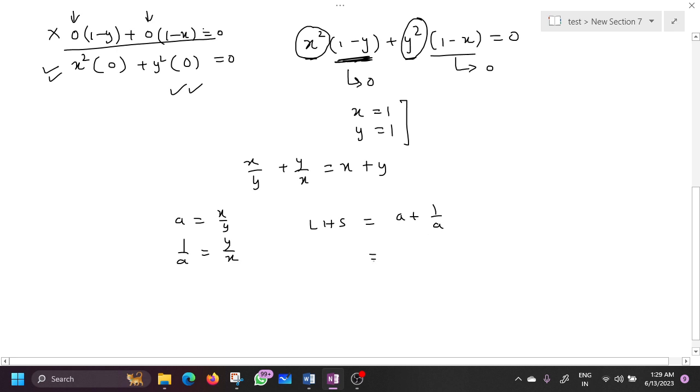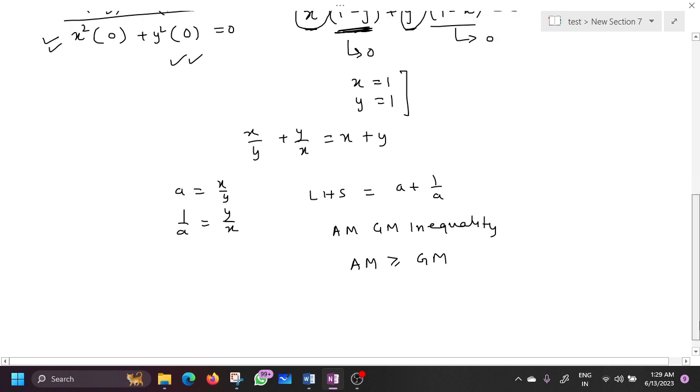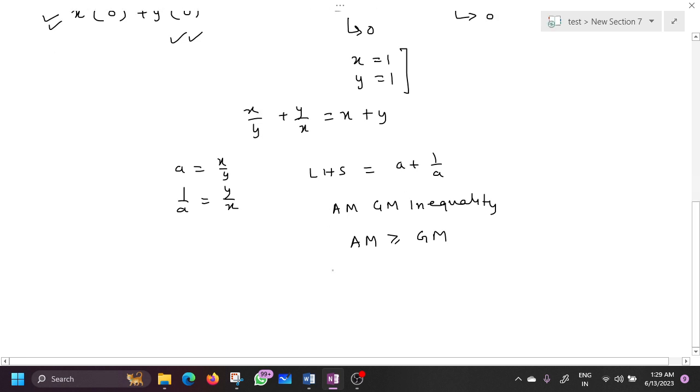Now we are going to use the AM-GM inequality, which says that the arithmetic mean of two numbers is always greater than or equal to the geometric mean of those two numbers. Now what is the arithmetic mean of two numbers? Suppose there are two numbers a and b, then the arithmetic mean will be a plus b by 2, which is always greater than or equal to the geometric mean, which is root of ab.